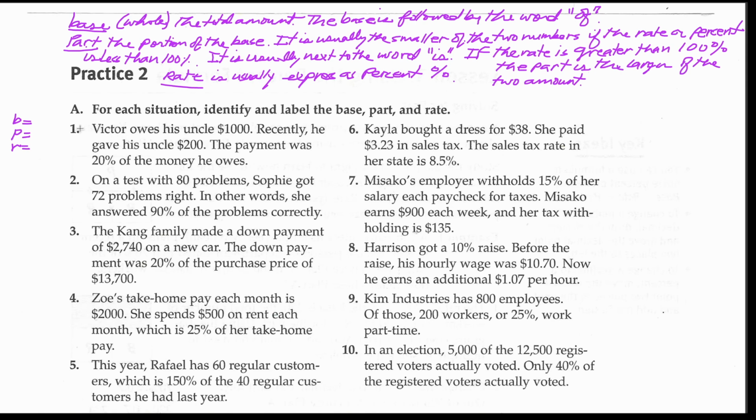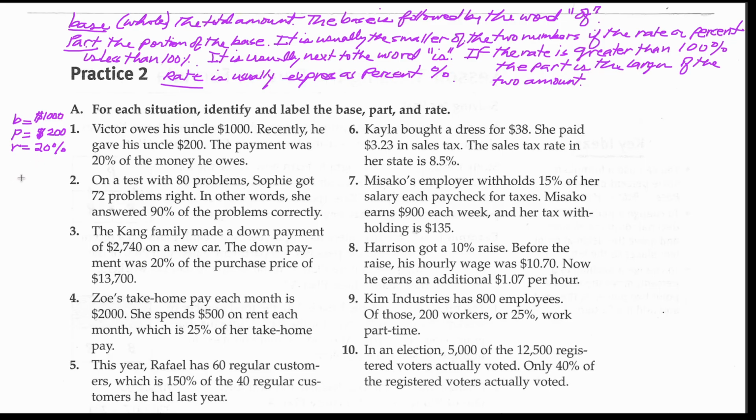So which one is the base, which one is the part, which one is the rate, according to the reading? I want to look at the percent here. You see, the percent is less than 100. That means the base is the larger of the two. So the base is the $1,000, and the part is the $200. The rate is the 20%. Do you see it?